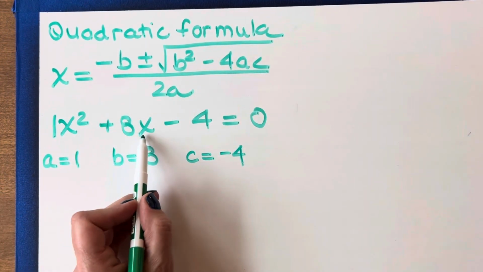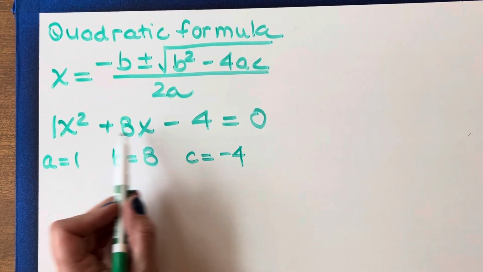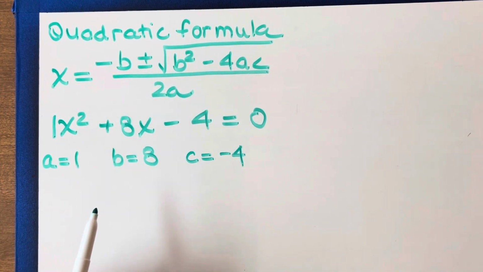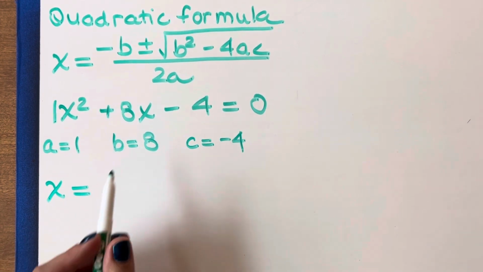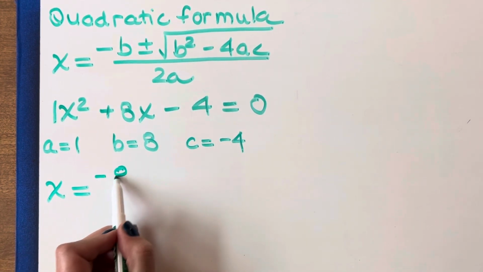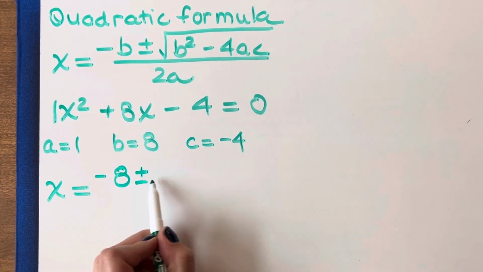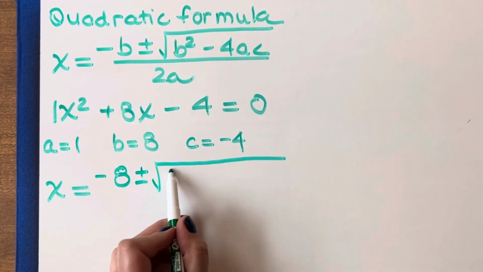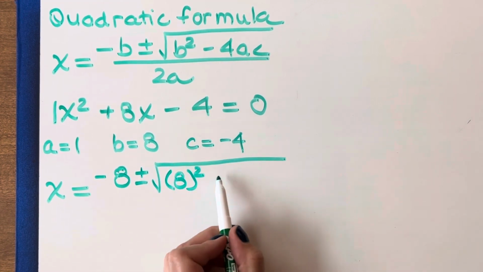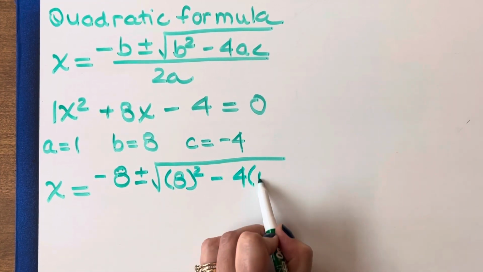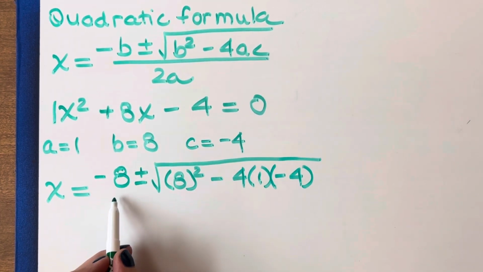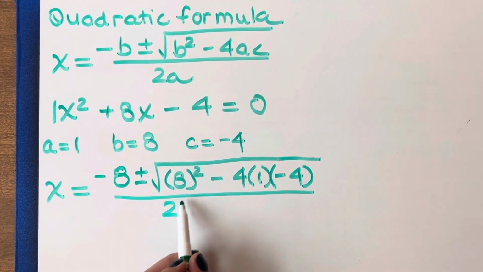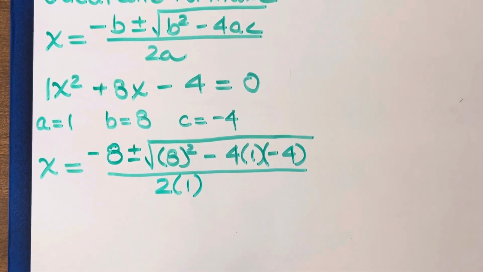Now, the x is because that's what my variable is. Even if your equation has a different variable in it, you still set it up the same way. Some equations use different variables other than x. So I'm going to have x equals the opposite of b. So b is 8, so I'm going to make it negative 8, plus or minus a big square root. B squared, which is 8 squared, minus 4 times a, which is 1, and then times negative 4, which is c. All of that divided by 2 times a, which is 1 again.